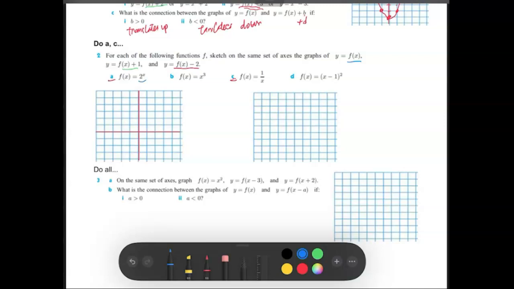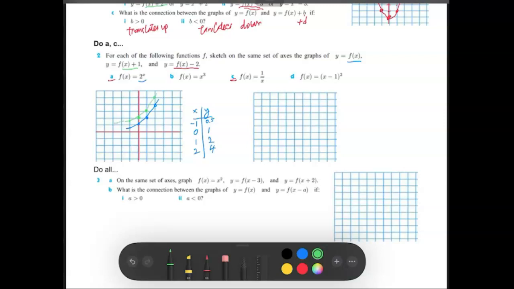So remember 2 to the x, if I make a little xy table for 2 to the x, I could have 2 to the 0 is 1, 2 to the 1 is 2, 2 to the 2 is 4. If I want to do 2 to the negative 1, it would be 1 half, 0.5. So it would look like 0.5, 1, 2, and 4, kind of like that. Okay, so that is my blue function. If I want to do my green function, which is the blue function translated up 1, I would just move each point up 1 unit. So it would look like that.